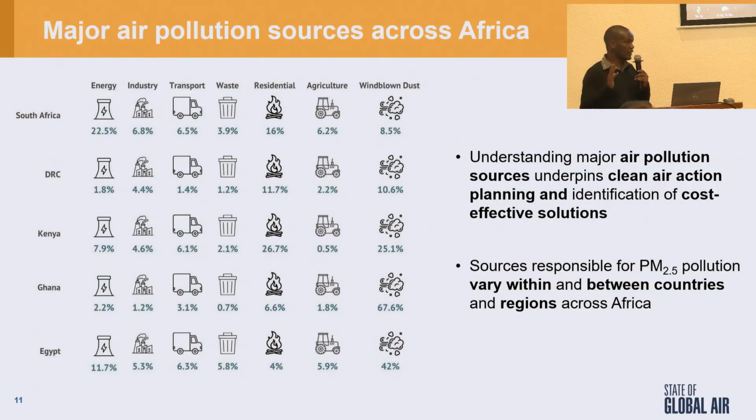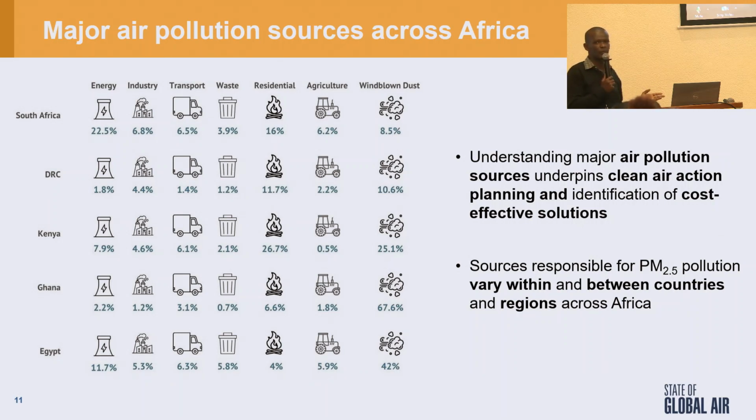Very briefly, when we speak about sources, this is a project we had called GBD Maps. We tried to map air pollution sources by country. I won't dwell a lot on this, but you can see some obvious trends. Some of what Karidi already alluded to: South Africa is 22% energy production. Kenya here is 26% residential.